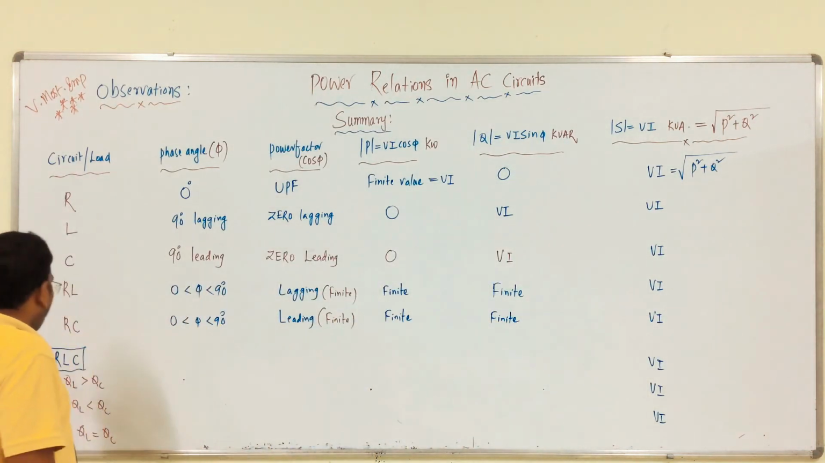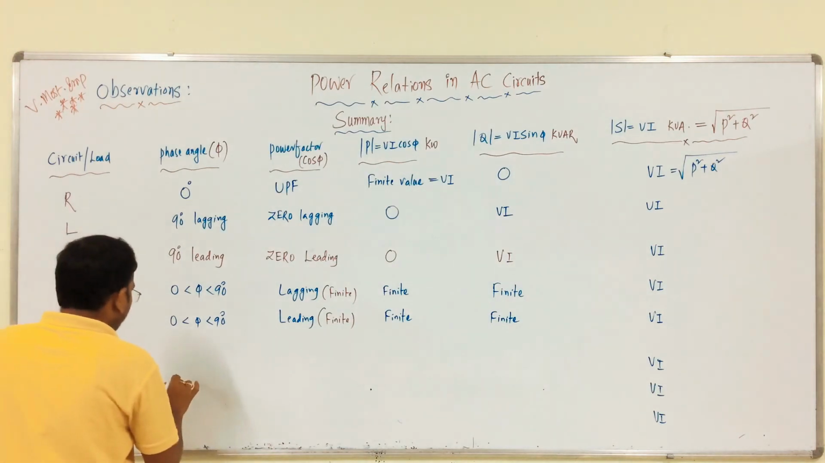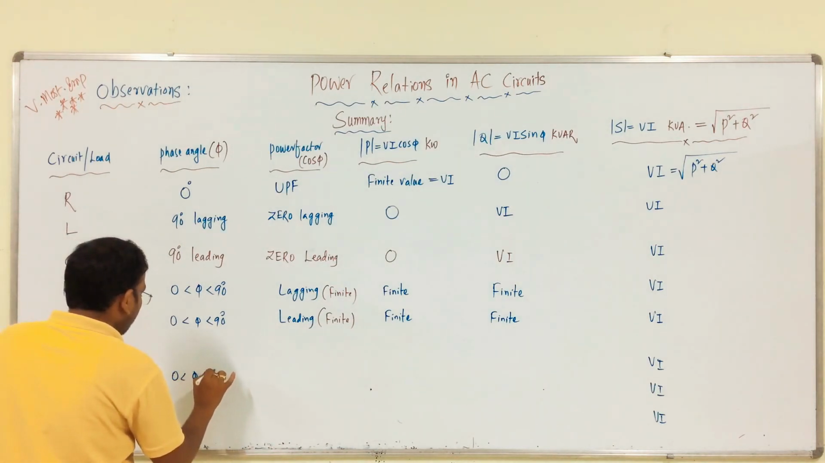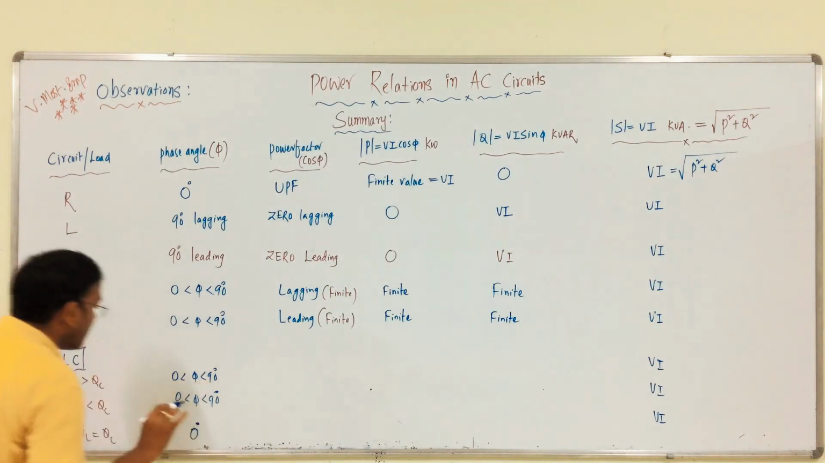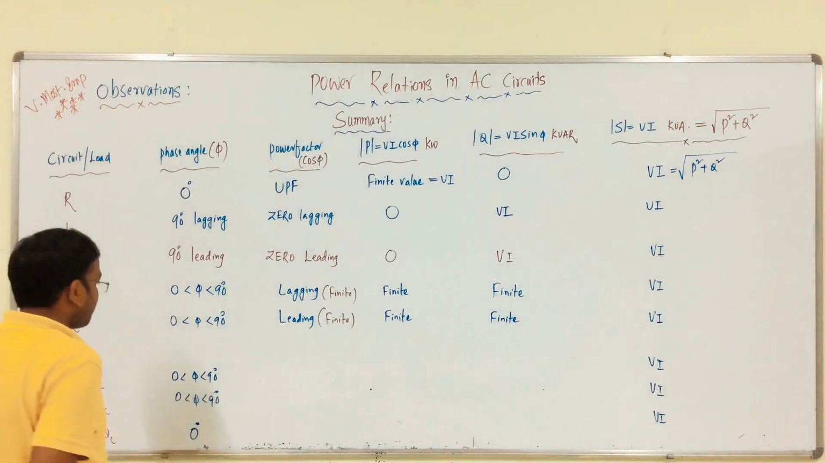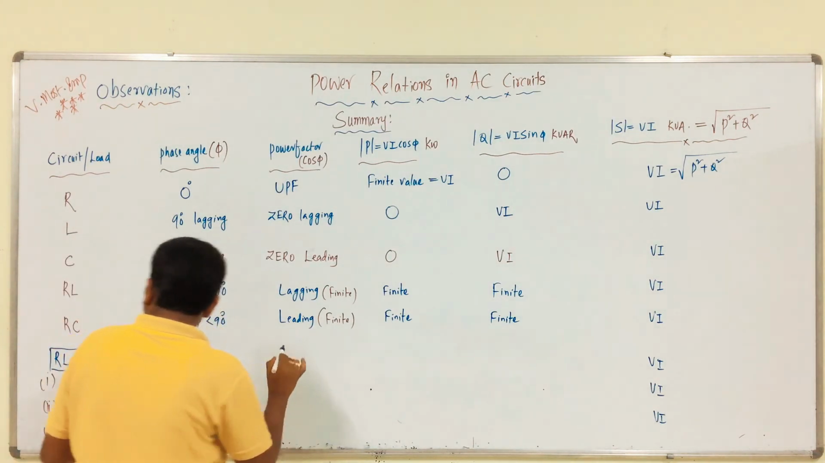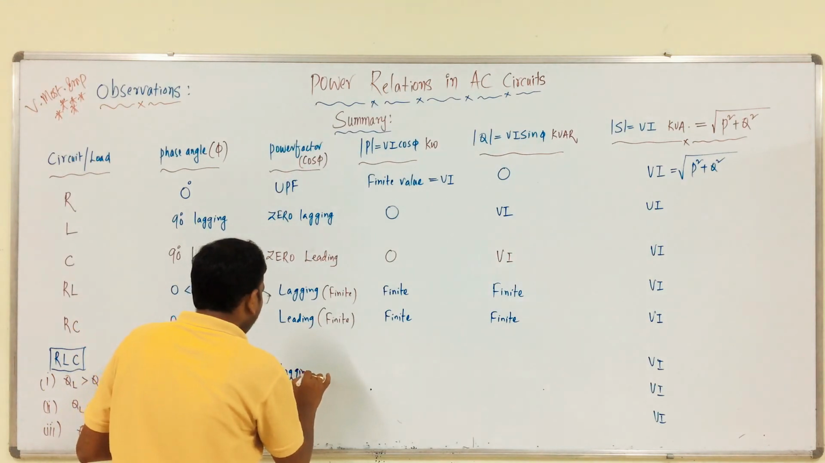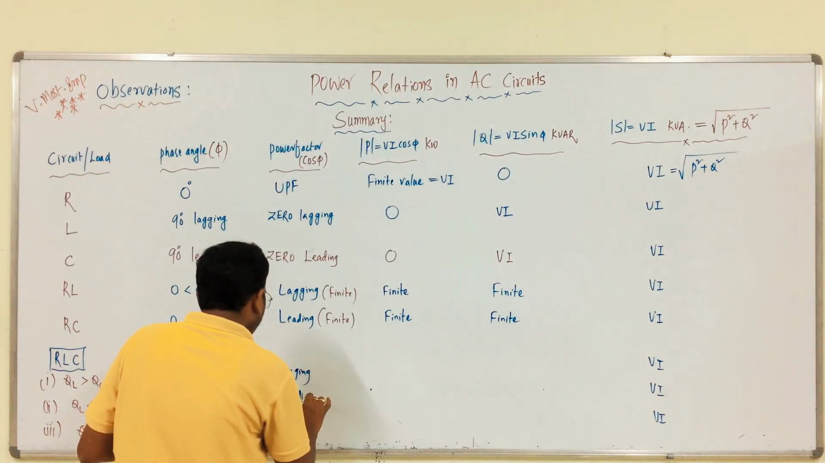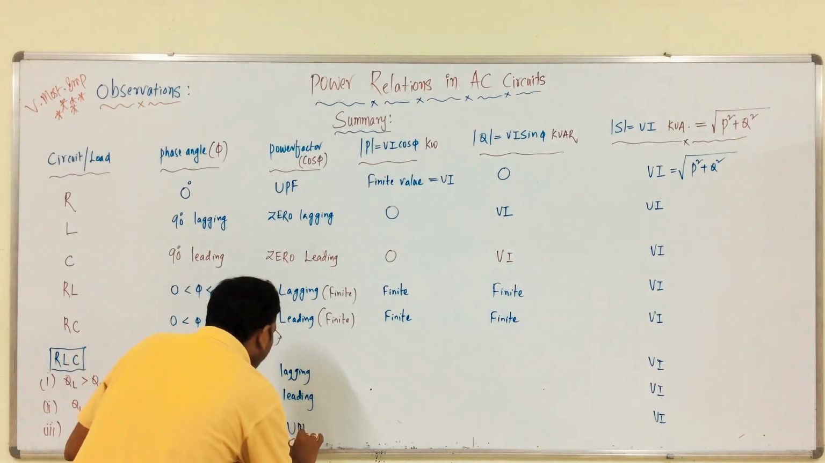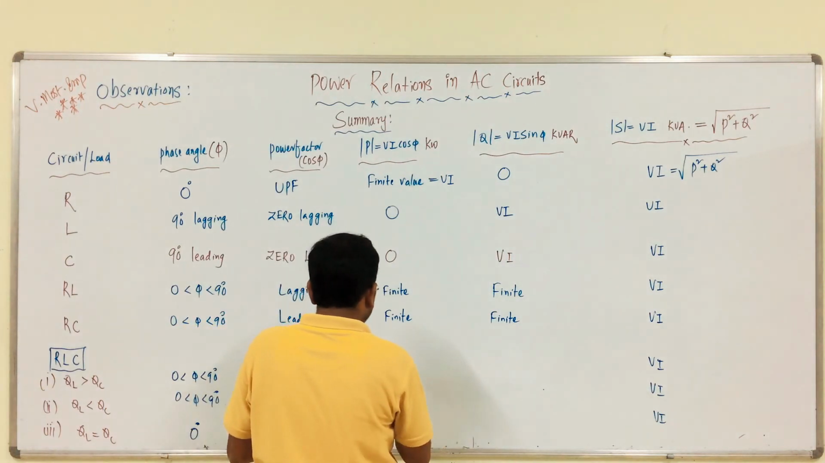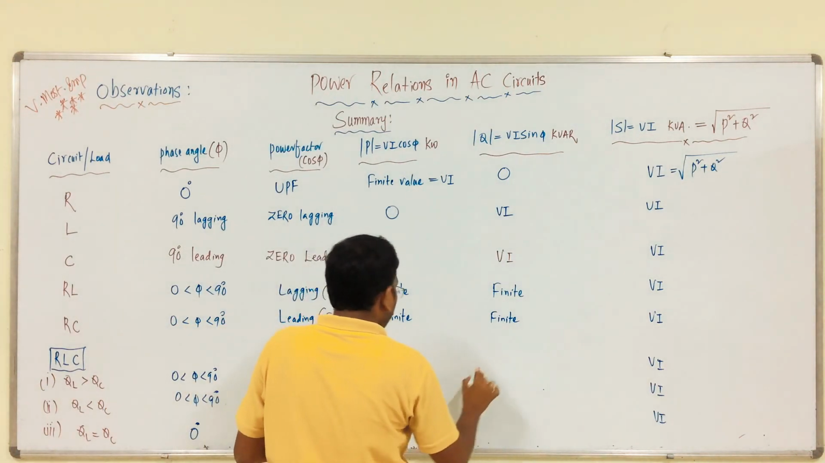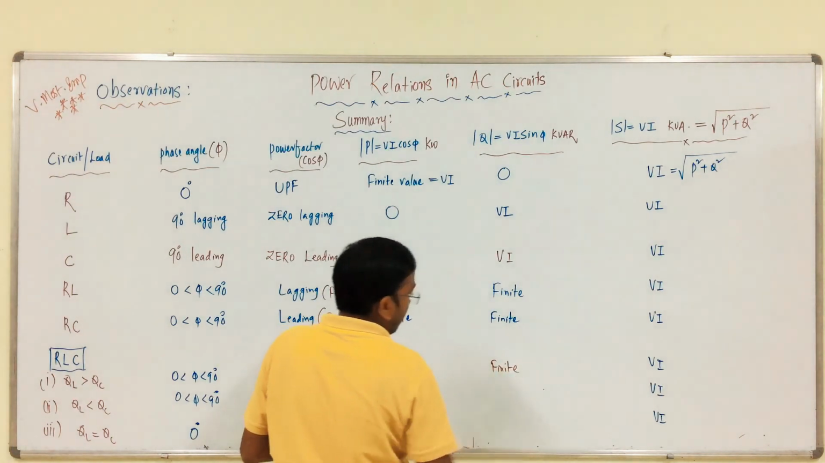Next, coming to the RLC load, QL more than QC. In any case, the range should be 90 degrees only. Okay. But coming to the case QL is equal to QC, the phase angle is nothing but 0 degrees. In this case, which one is more? QL is more, therefore lagging. In this case, leading. Here it is UPF, unity power factor, because phi is equal to 0. Here we have a finite value of active power, a finite value of reactive power, therefore VI.